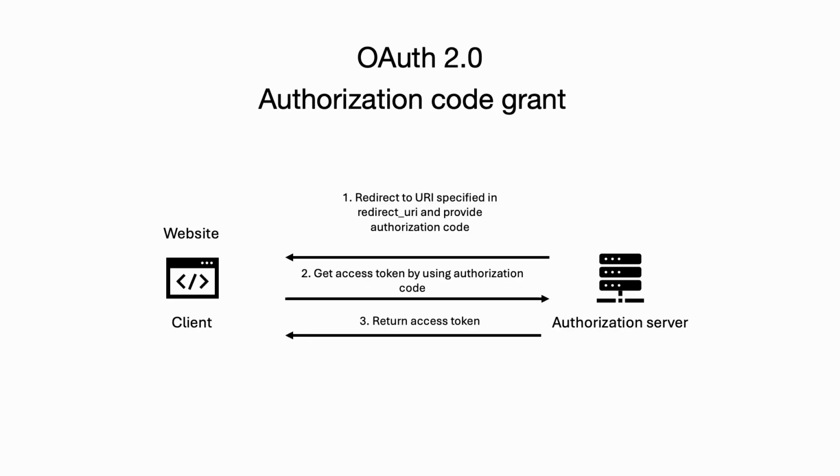In case of authorization code grant, the authorization server sends an authorization code to the redirect URI. The client then makes a request to the authorization server's token endpoint to obtain the access token using this authorization code. The authorization server compares the redirect URI it received previously with the authorization code, and if they are valid, it returns an access token.